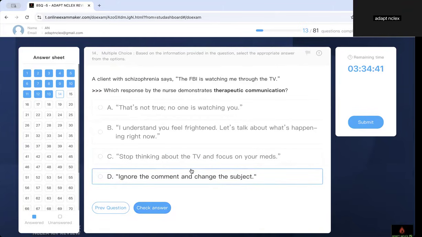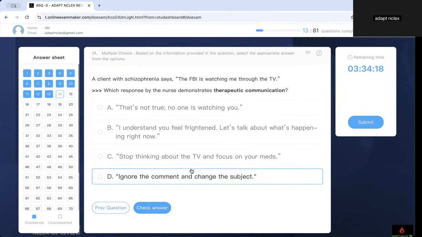The client with schizophrenia said, "The FBI is watching me through the TV." Which response by the nurse demonstrates therapeutic communication? "Hey, somebody is watching me." "This is not true. No one is watching you." "I understand you feel frightened. Let's talk about what is happening right now." "Stop thinking about the TV and focus on meds." "Ignore the comment and change the subject."